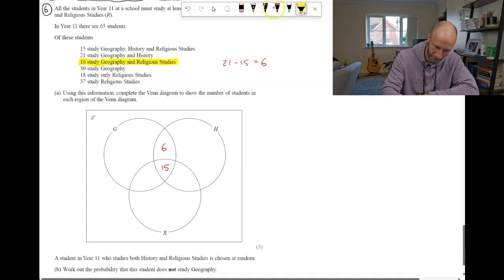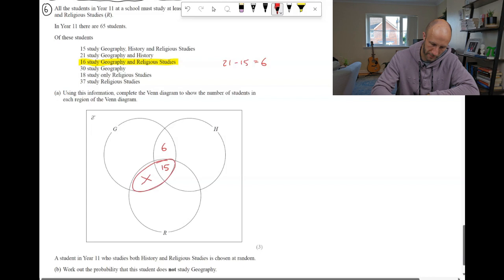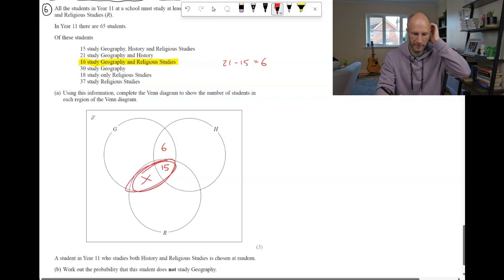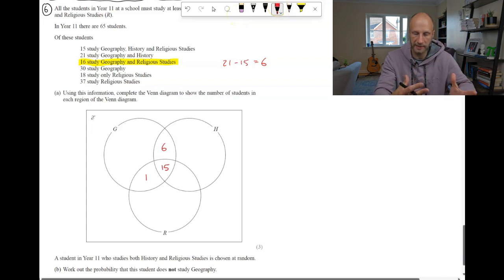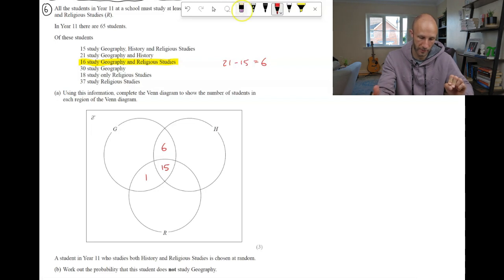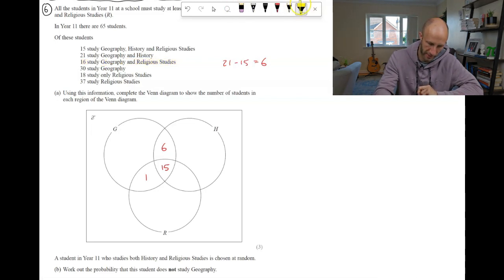So 16 study geography and RS. Well, if 16 study geography and RS, that's this part of the diagram here with the 15. But there's 15 of them that do all 3, so that leaves me with just 1 in here. Then my 16 doing geography and RS: 1 does just geography and RS, the other 15 do history as well. And we can build up our diagram in this way.